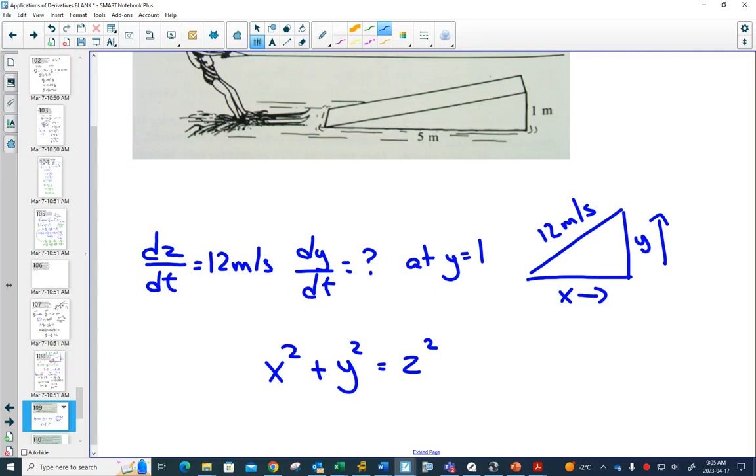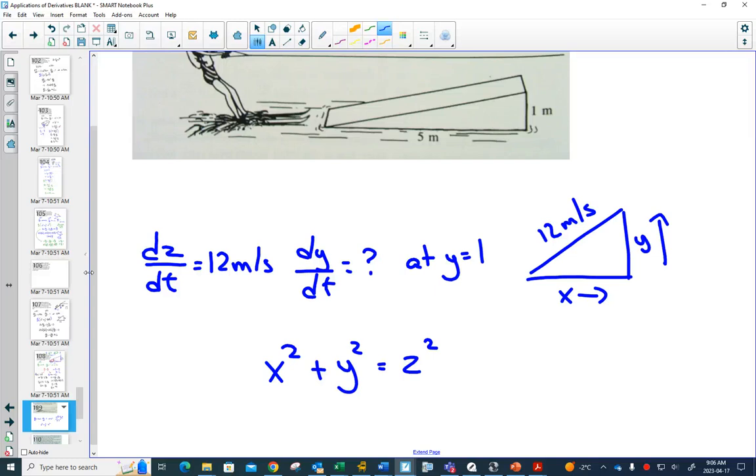So when we look at this, our normal start would say, well, I would use x squared plus y squared equals z squared. And if I take the derivative with respect to time, I'm going to have an x value, a dx/dt, a y value, a dy/dt, a z value, and a dz/dt. And the problem right now is I don't have the dx/dt, so it's going to be hard to solve for dy/dt if I also don't know dx/dt.